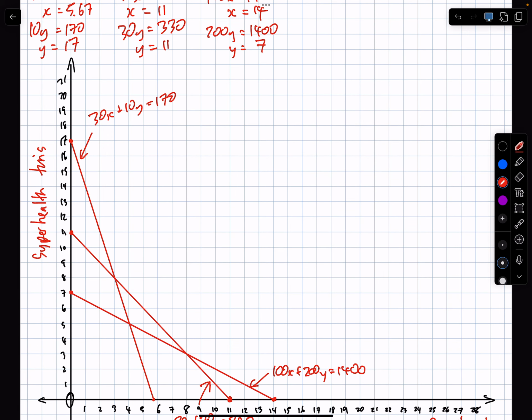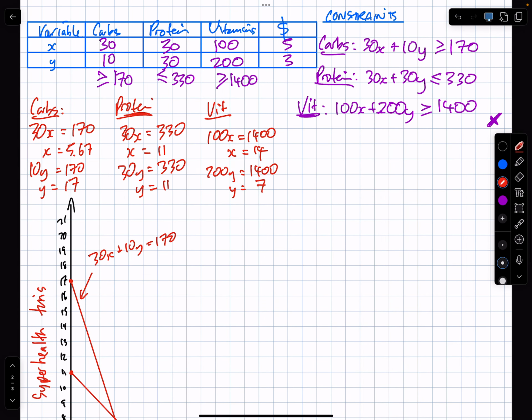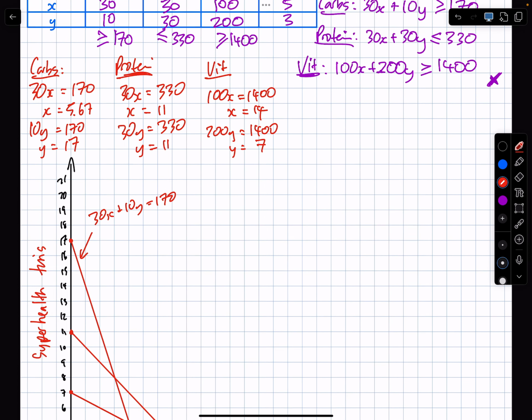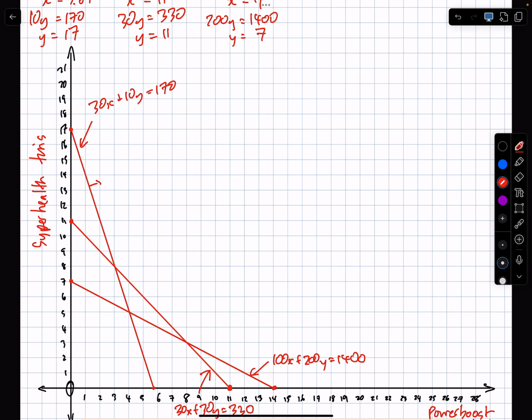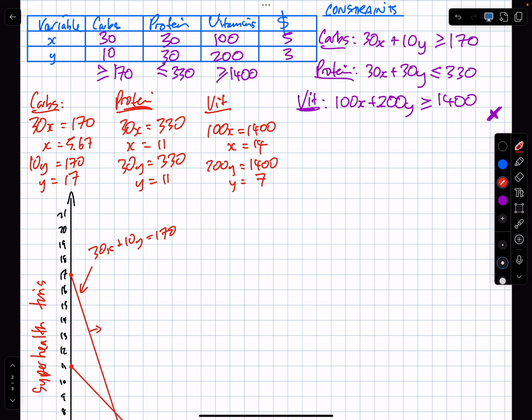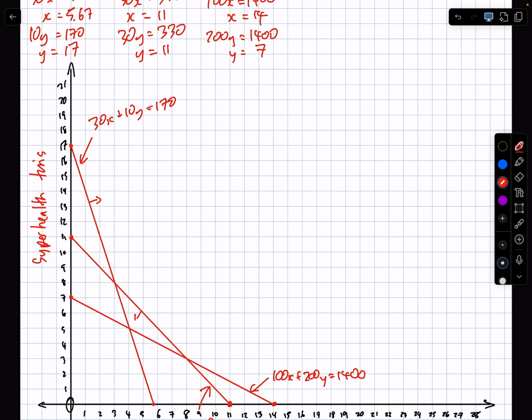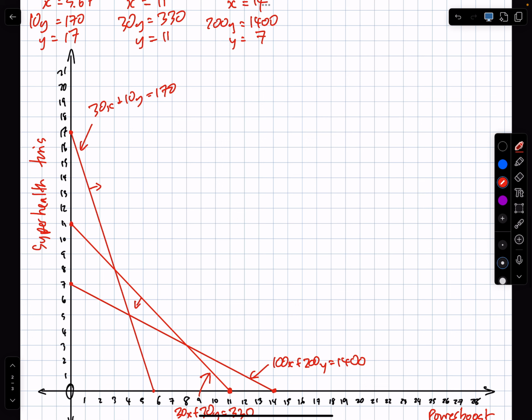I've got 3 lines here, but can I colour them in yet? Have I decided what direction I'm going to colour? Look back at the constraint. Carbs is greater than, so I need to colour to the right and above that line there. Protein, less than. So I need to colour under that. So I need to colour below that diagonal line. And then the other one was greater than or equal to 1400.